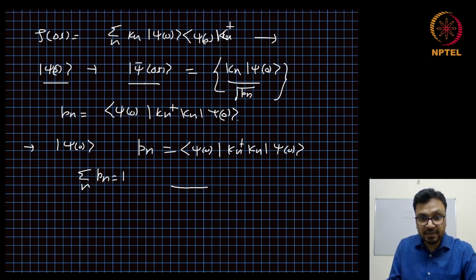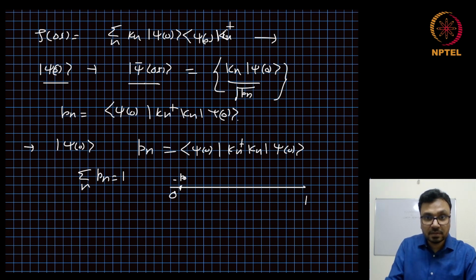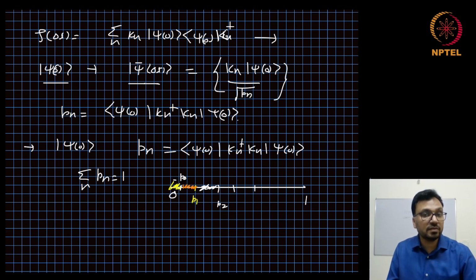So if we have a line between 0 and 1, then up to some point we will have P0. So this space will be P0, and then the next space will be P1, and then we will have P2 and P3 and P4 and P5 and so on. We can divide a line between 0 and 1 into segments of size given by Pn.